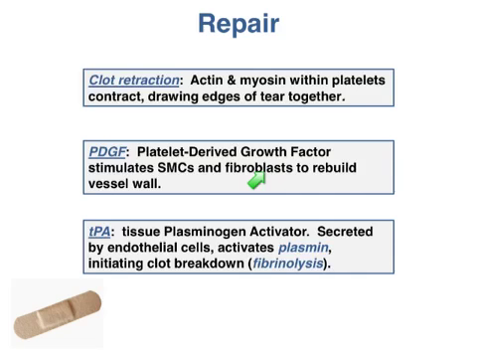Once you have the vessel wall rebuilt, you need to get rid of the clot, and this is where TPA comes in, tissue plasminogen activator. It's secreted by the endothelial cells, and it activates an enzyme called plasmin that initiates clot breakdown, or fibrinolysis. This enzyme is given to stroke patients and heart attack patients. It's a clot-busting enzyme to break down clots blocking blood flow to the brain or to the heart.